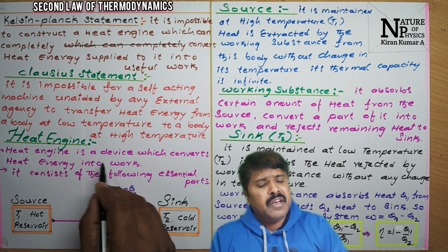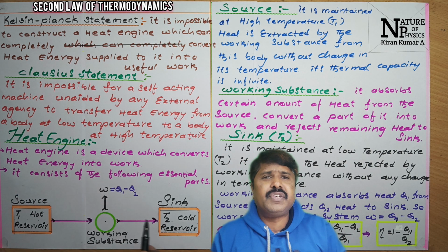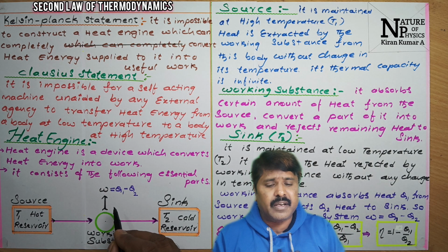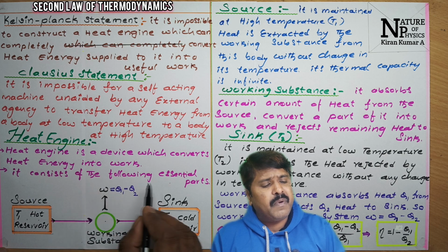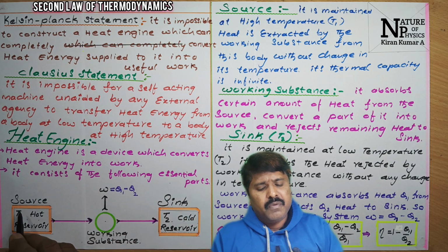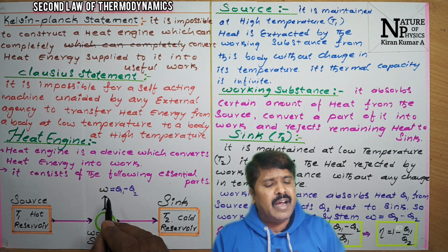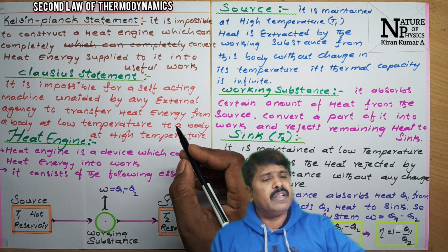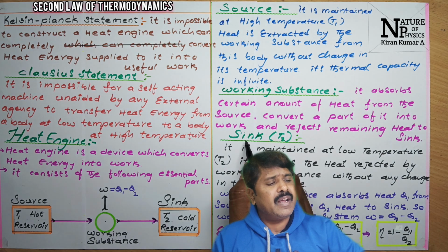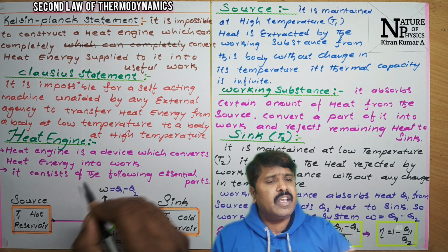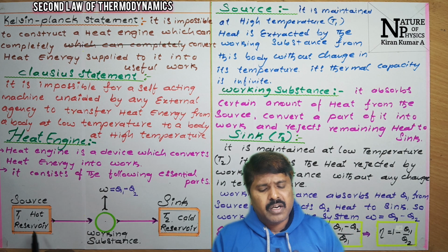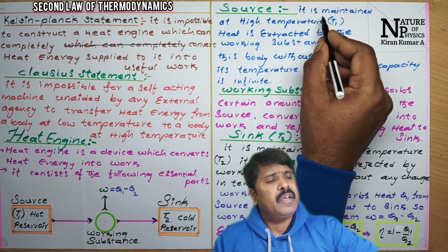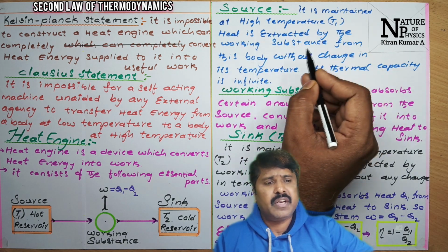First, a heat engine is a device in which heat energy is converted into useful work, that is, mechanical energy also we can consider. It consists of the following essential parts, student. First one is source, second one is sink, and third one is working substance. In that order we can discuss source, working substance and sink. First, discussing the source. Source is a hot reservoir at a temperature T1, student. It is maintained at high temperature T1.